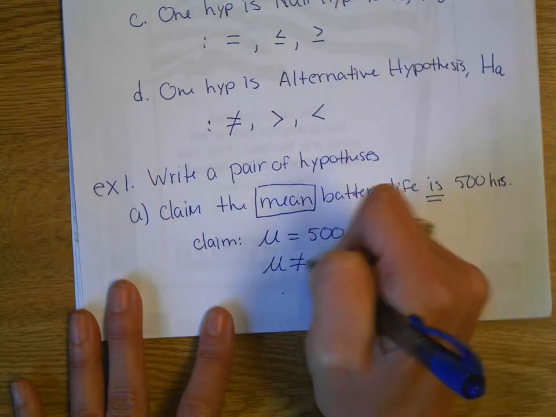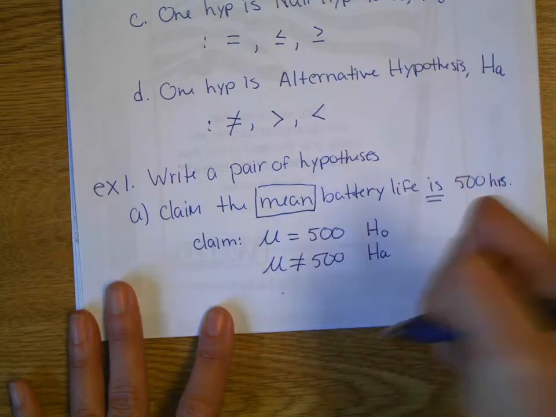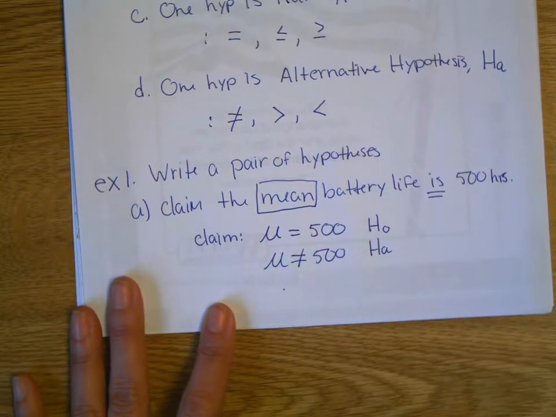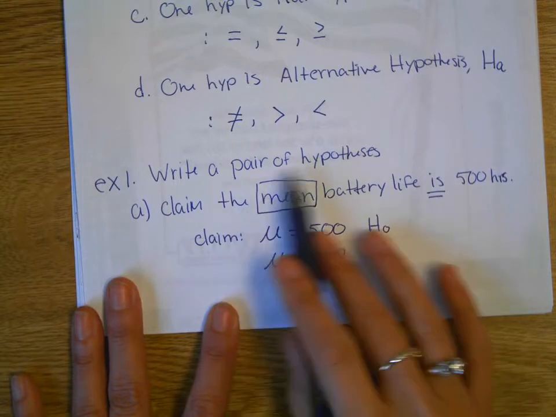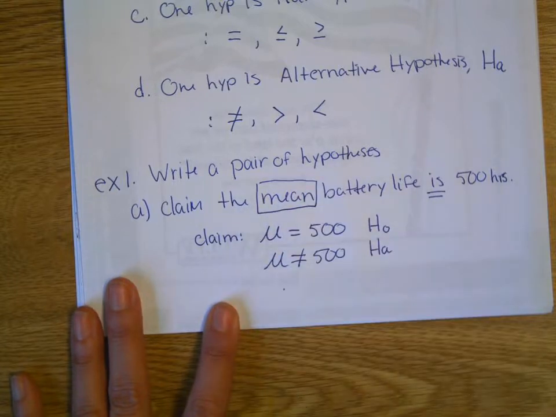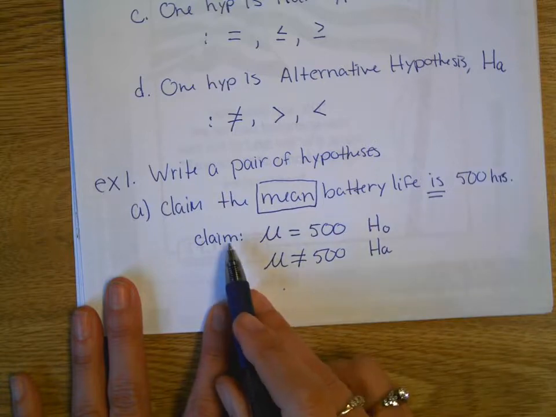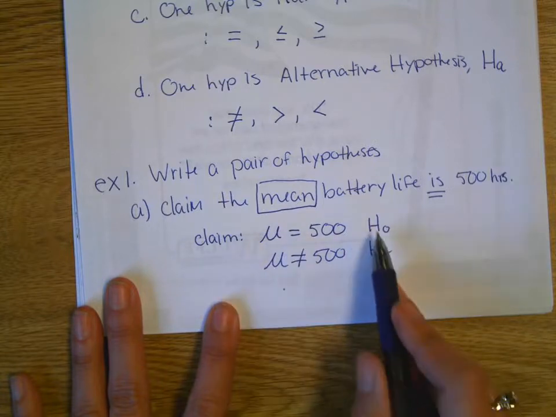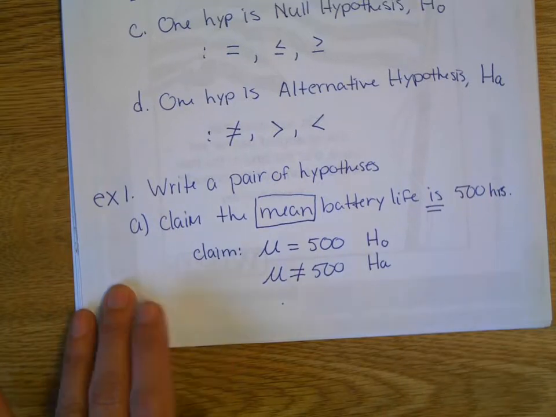Not equal to. Do you agree that one of those two statements has to be true? Yes. So that's what hypothesis testing does. We're going to decide which one of these two things is true. We're not actually going to do that until we get to 7.2, but for now, we're just getting the foundation. That's it. We wrote the pair of hypotheses, done. That's our first step in all hypothesis testing. Being able to rewrite the claim and identify it as the null or alternative.